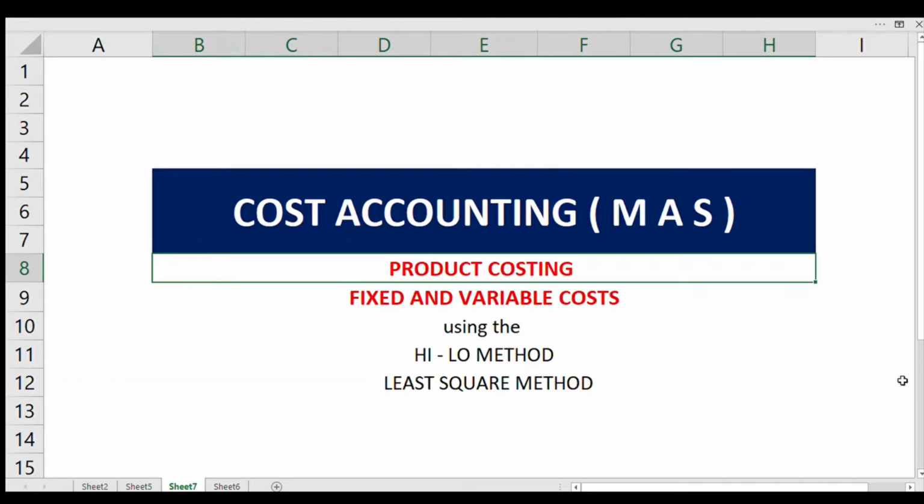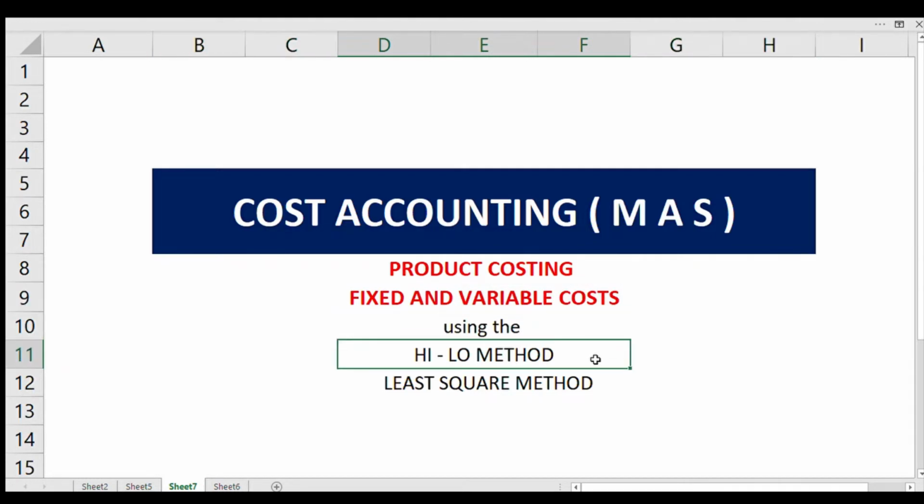Still, we will be tackling cost accounting. At this time, we will be trying to learn all about product costing, and let us learn all about fixed and variable costs using the high-low method. Also, we will be learning today how to segregate the fixed and variable costs through the use of what we call the least square method. So let's go on with the problem, because this is just a short review and a short discussion for this topic today, cost accounting.